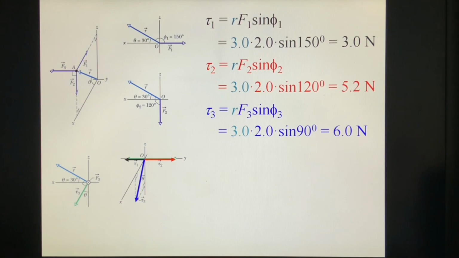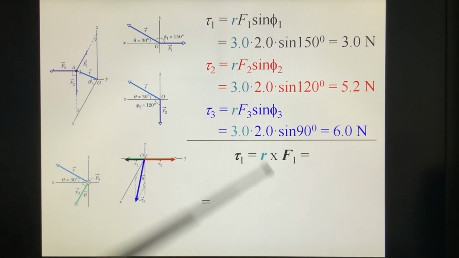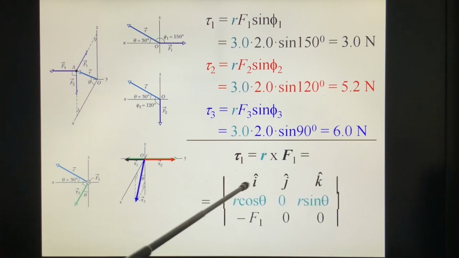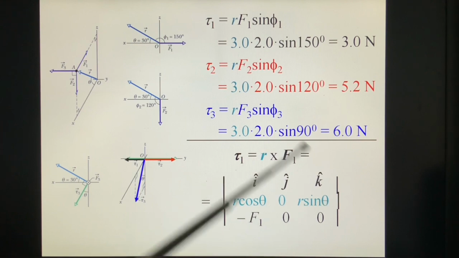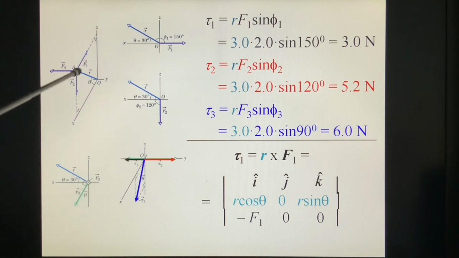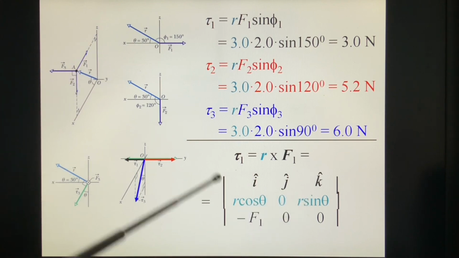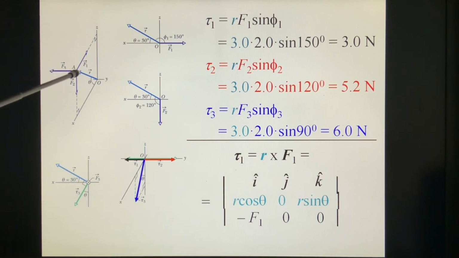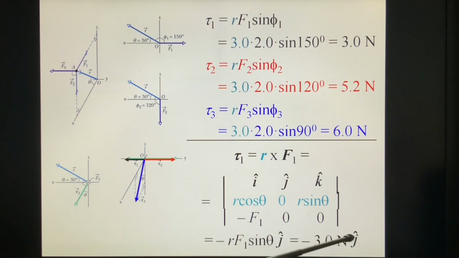And in mathematics, the cross product of two vectors can be expressed in a matrix. I, J, K. This is X, Y, Z. This is Fx, Fy, Fz. For example, in this case, Rx is R cosine theta. Ry is 0. Rz is R sine theta. Look at F. F1 is minus F, 0, 0. So if you expand this matrix, you get minus F R sine theta J, which is equal to minus 3.0 Newton J. Exactly equal to this one.